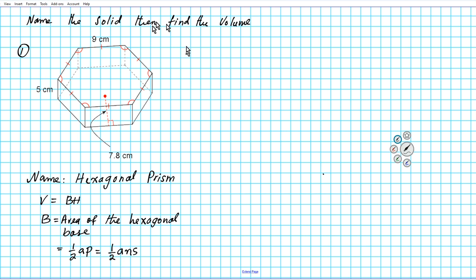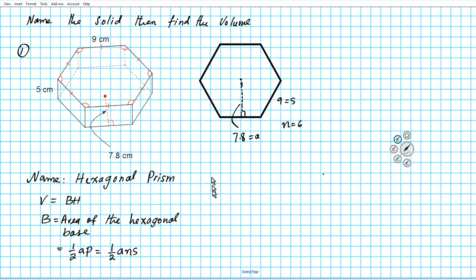Okay, so let's go ahead and generate the shape of the base. All right, so there goes your hexagon right there. If this is a hexagon, the measure from the center to the midpoint of a side, that perpendicular distance, which is 7.8, is known as your apothem. And the length of each side, in this case, is 9 centimeters. That's your S. Since it's a hexagon, the number of sides is 6.